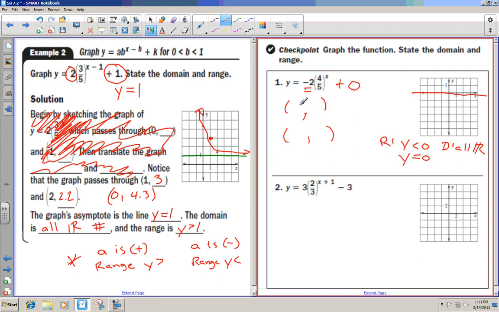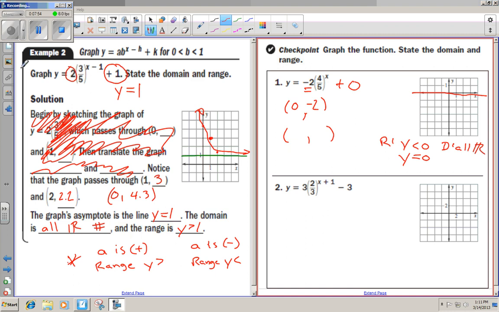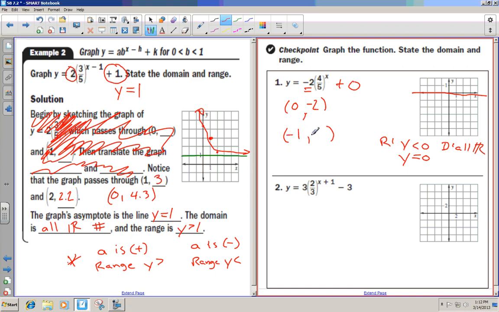Put maybe a 0 in there, 0, -2. Maybe 1 or 2, whatever you want. Plot and then plot the points. So another point could be -1, -2.5. You could use 1 and 1 point, or -1.6. All right. So those are some of the points.